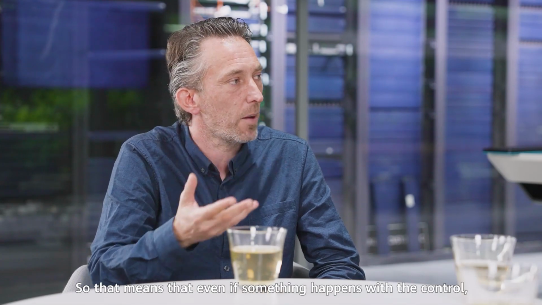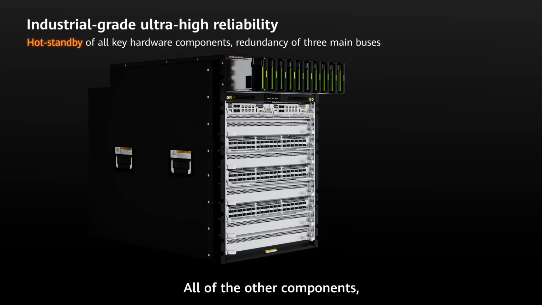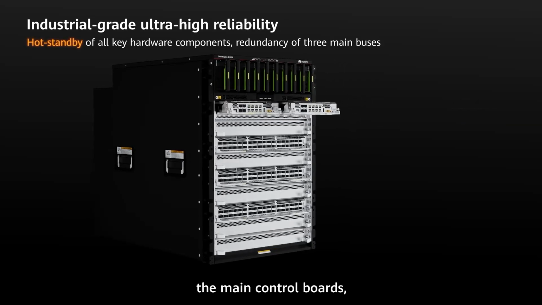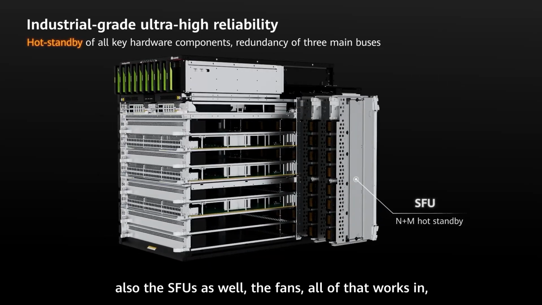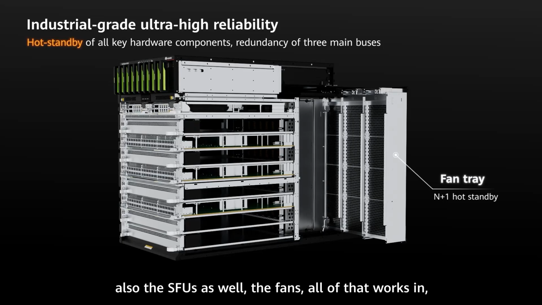Secondly, it's also separate from the control. So that means that even if something happens with the control, a failover with control or anything else, there's no impact on the forwarding in the platform. All of the other components, so the main control board, also the SFUs as well, the fans, all of that work in, let's say, an active standby. So there's always a failover method in the platform for any of the components.